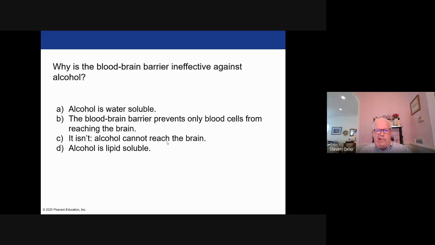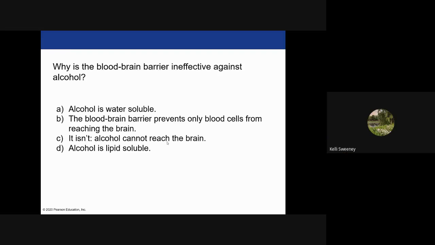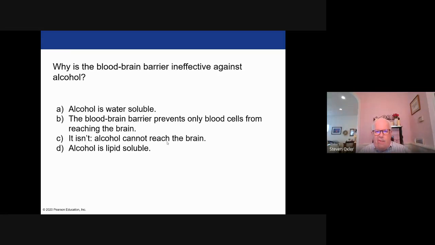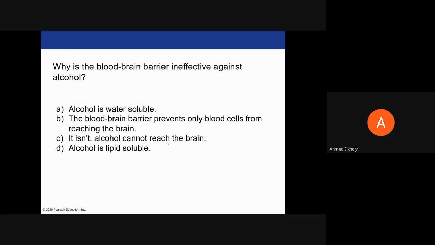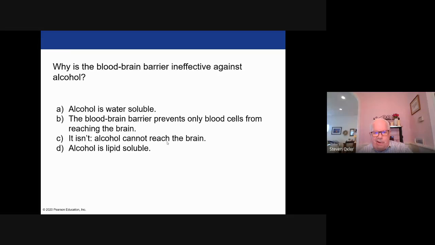Look at the four answers. Which is the answer that is thrown out immediately? C. You know that you can get drunk, so obviously it crosses the blood-brain barrier, correct? Yes. All right. So we know that B is incorrect.